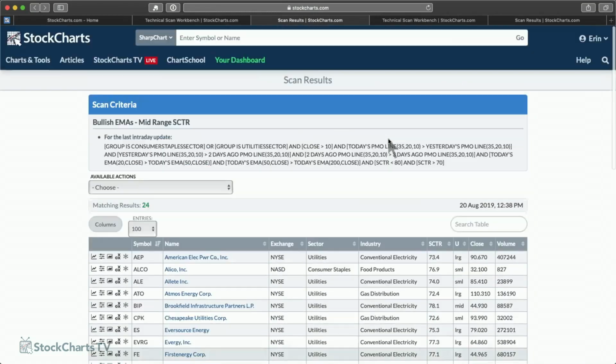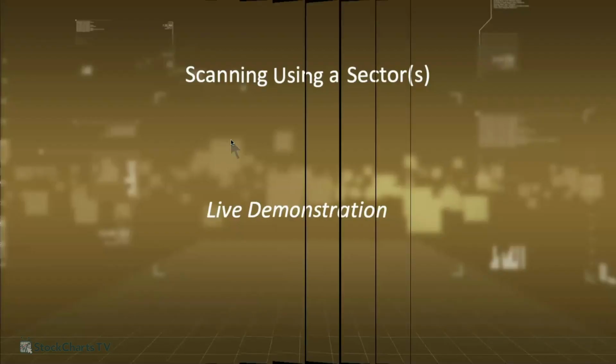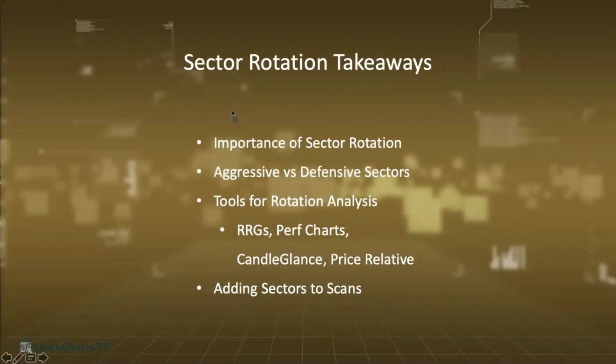All righty. Okay, so that's sort of the basics of sector rotation. I wanted to give you the takeaways for this, the importance of sector rotation. It really helps you determine what phase of the market or even the economic cycle you could be in. The aggressive and defensive sectors are very important to know the difference between. I showed you the tools that you can use to envision or see the rotation. And then I did go ahead and show you how to add those sectors to your scans. So that completes my workshop.